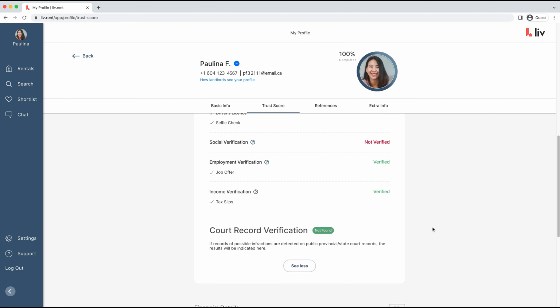2. Make sure you're paying bills on time and not using too much credit. Your credit history makes up the majority of your Trust Score, so it's important to make steps towards improving it if you're having trouble securing rentals.